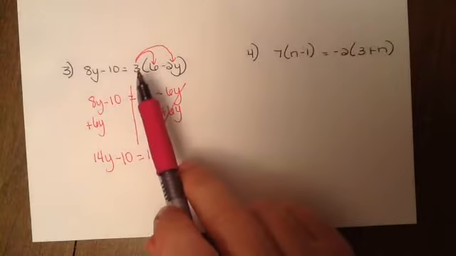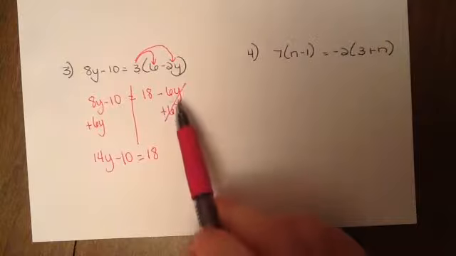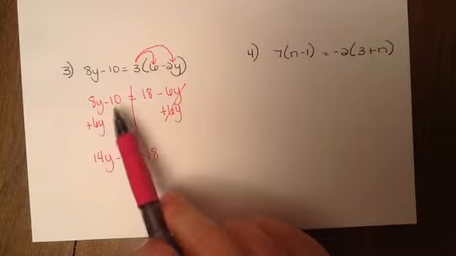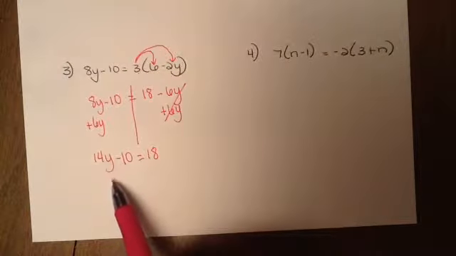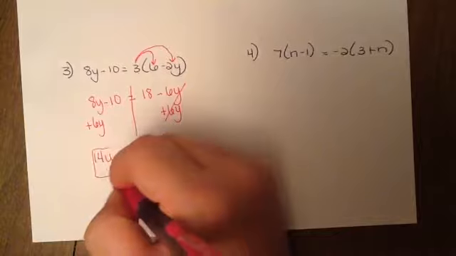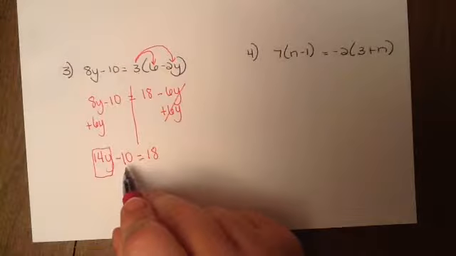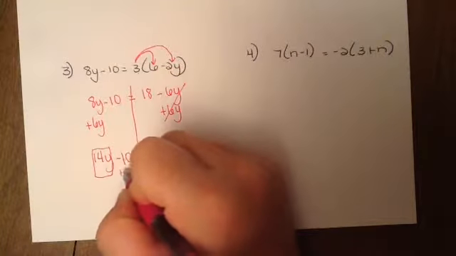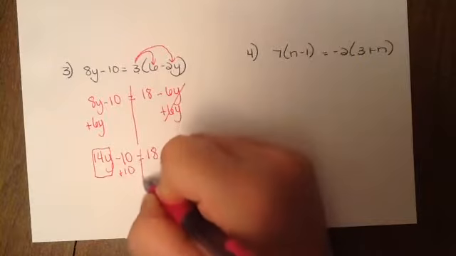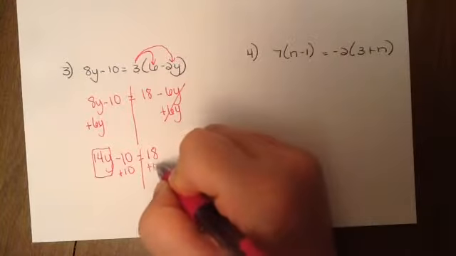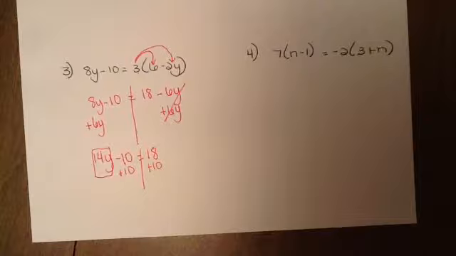So first we distribute, move over a y, right? And now this is a two-step equation like we have been doing. Get rid of what is not attached. How do you get rid of a negative 10? Plus 10. What I do on one side, I must do to the other.